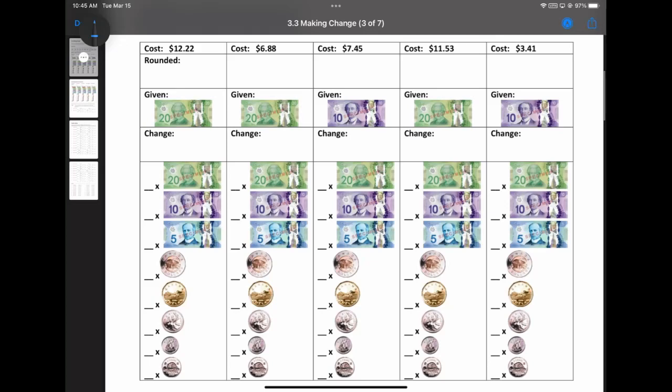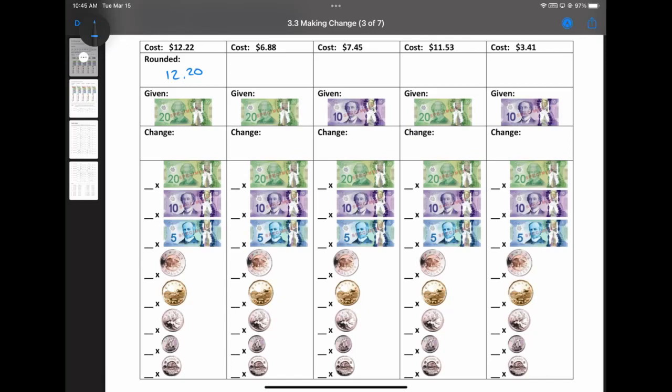Here's how we're going to do it. We're going to start by taking a look at the cost of the item, rounding it off. So 12.22 becomes 12.20. That's how much the person owes us. The amount that they're going to give us in the next one is $20.